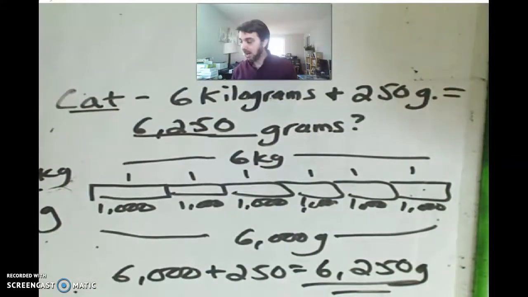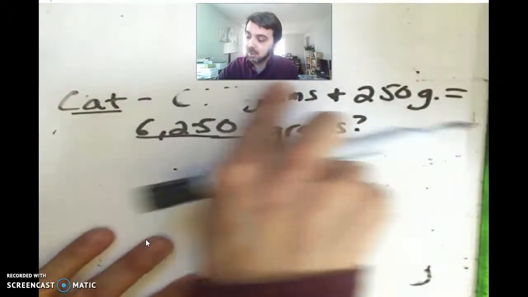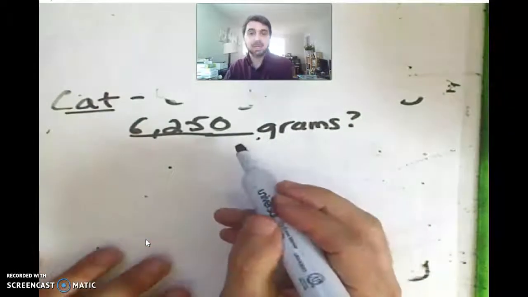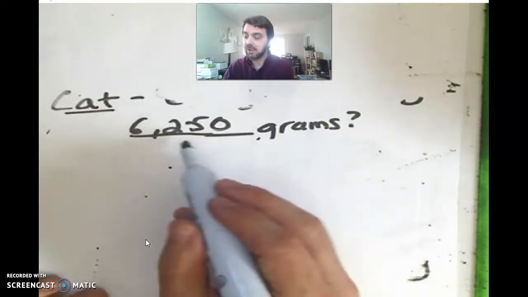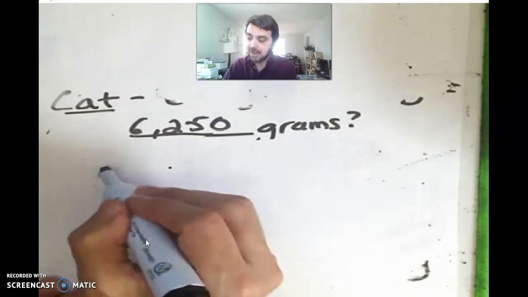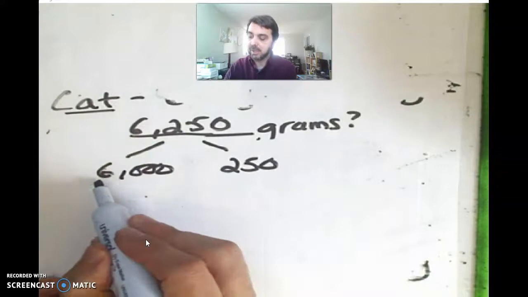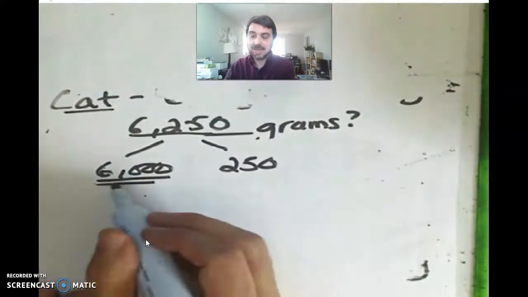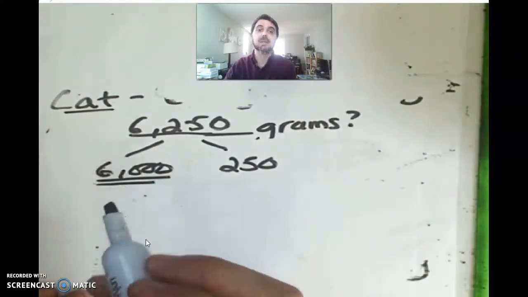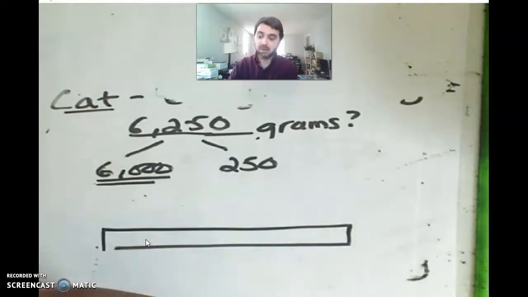Okay, let me throw one more thing at you and then I'll be done. What if I knew my cat was 6,250 grams and I wanted to turn that into kilograms and grams? Remember, you can break this into 6,000 and 250. And we know that 6,000 grams would be the same as 6 kilograms, because the same way that we converted kilograms to grams, we can go back the other way.